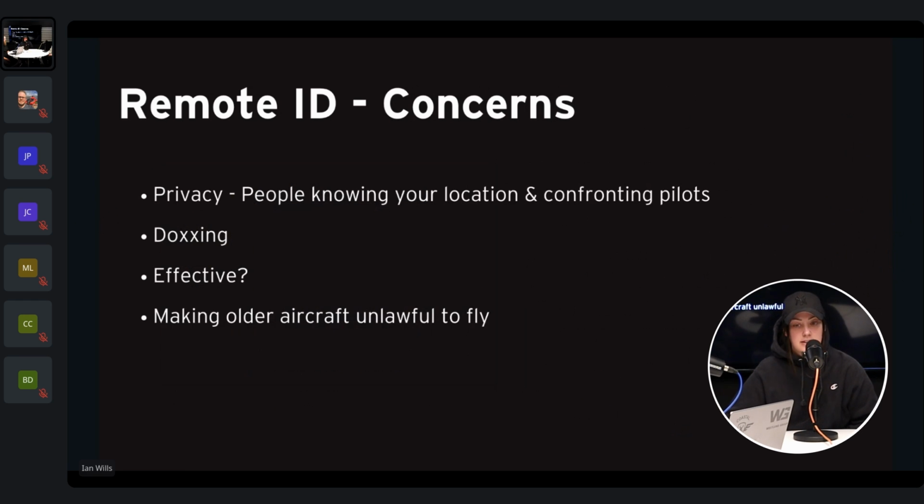Another concern is, is it going to be effective? Are we going to know if it's going to work? Will authorities be able to use it and see it properly? Another concern is, are they going to be able to deal with an issue in the right time? Or are those people that are maybe flying inappropriately going to be gone by the time they even get there?